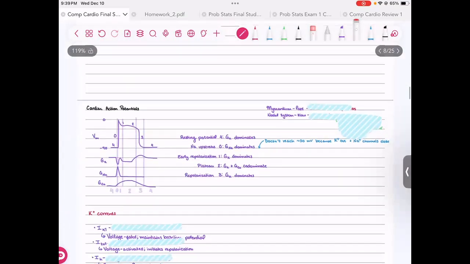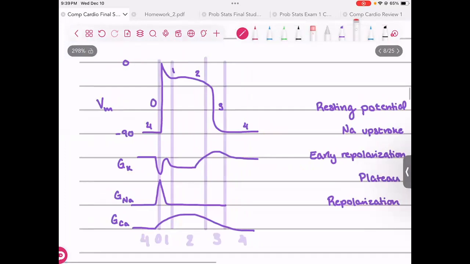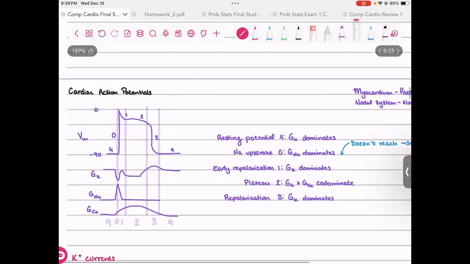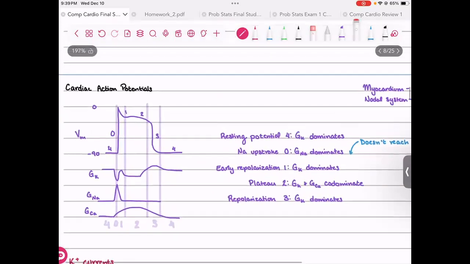Moving on to action potentials, this is what a cardiac action potential looks like. It has 5 different phases. This is our resting potential, and it's dominated by Gk, so by the conductance of potassium. And then at phase 0, we have this upstroke, this really fast influx of sodium, and here GNa dominates. Then in phase 2, there's kind of a plateau situation, and here both GK and G calcium dominate.